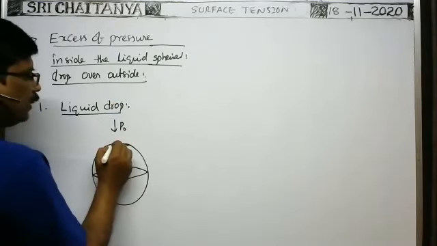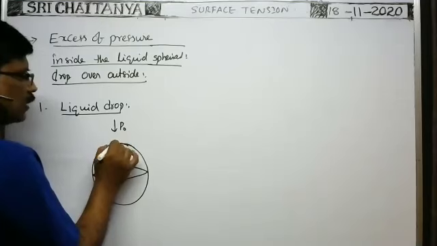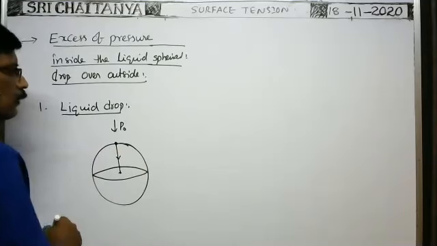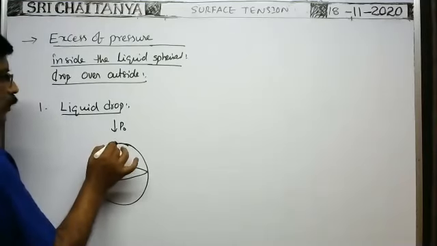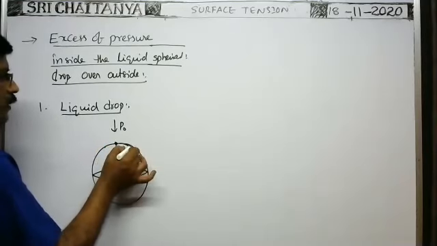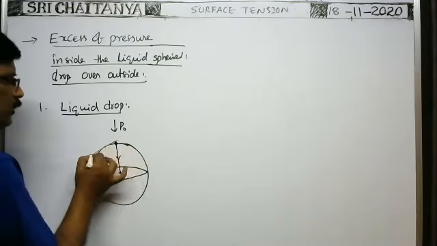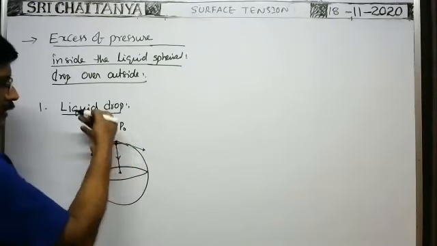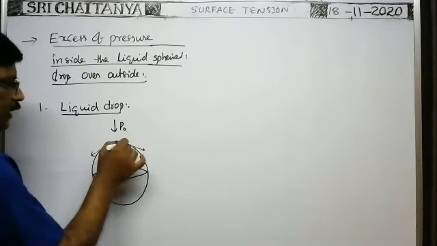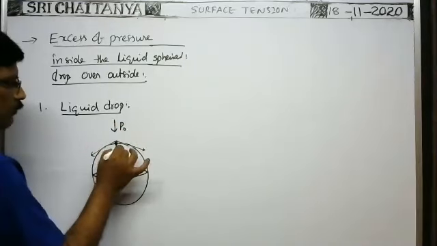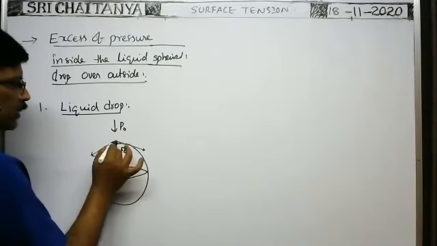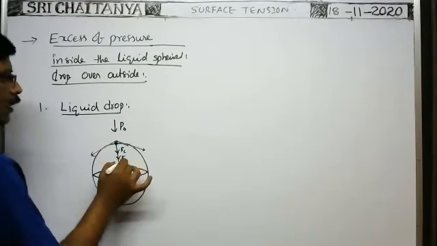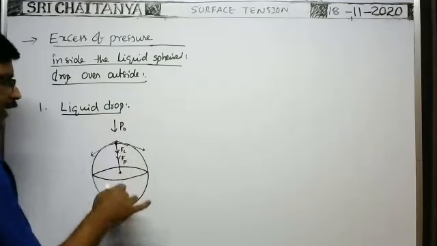Suppose you consider one molecule. On this molecule, force due to atmospheric pressure acts inwards. At the same time, this molecule is attracted by the adjacent molecules due to cohesive forces. Due to cohesive forces, some force acts on this molecule in all directions around it. The net force of all these cohesive forces acts downwards. So a net force acts on the molecule: outside pressure is in this direction, and cohesive force acts on the molecule in this direction.